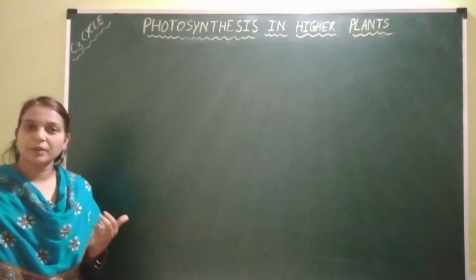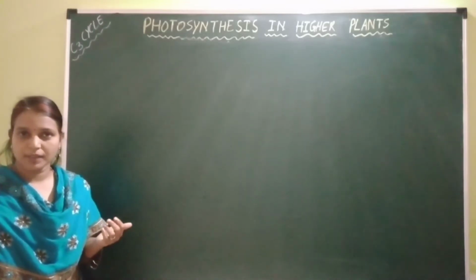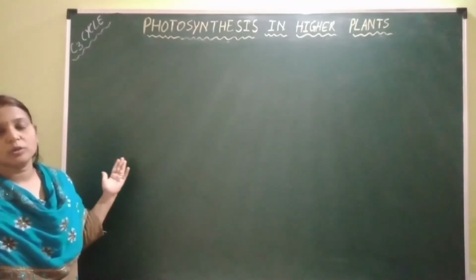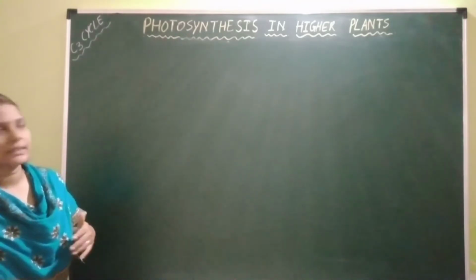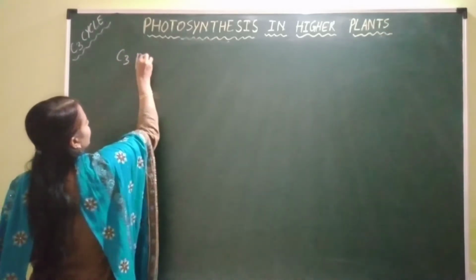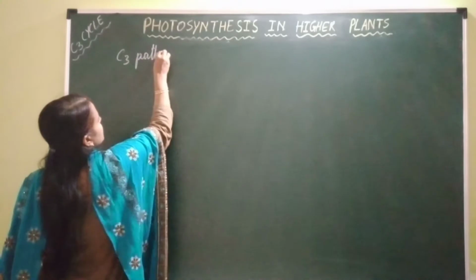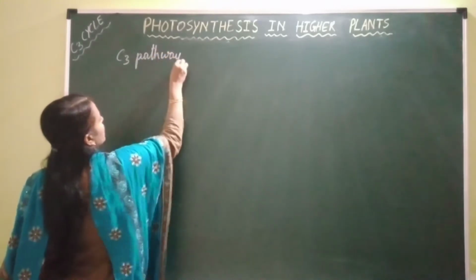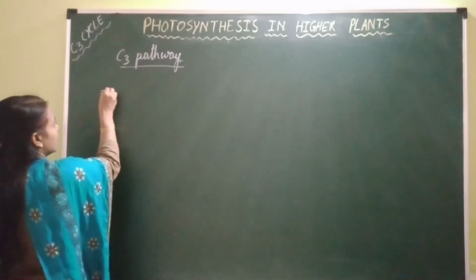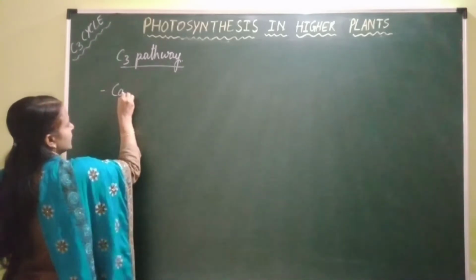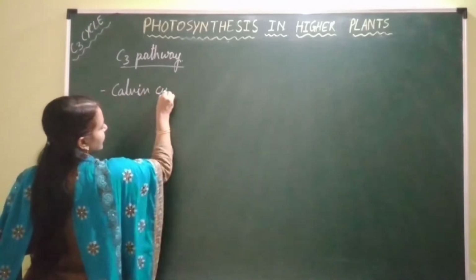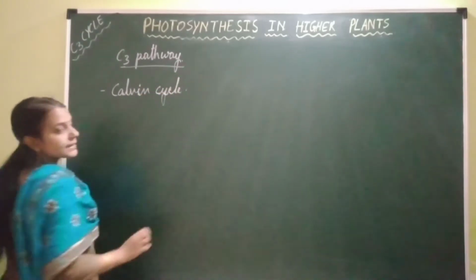Hello students, in the previous video I started with the dark phase. We studied what the dark phase is, and now in this video I am going to start with the C3 cycle, that is the Calvin cycle. Okay, C3 cycle or C3 pathway. The C3 pathway is also called the Calvin cycle because it was explained by Calvin and his co-workers by conducting experiments on chlorella and synthesise. Hence it is also called the Calvin cycle.